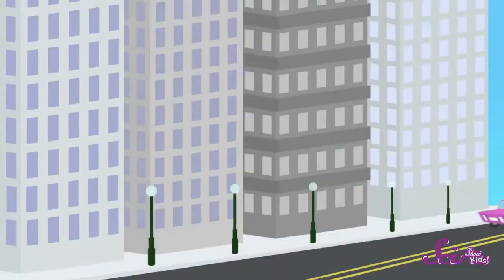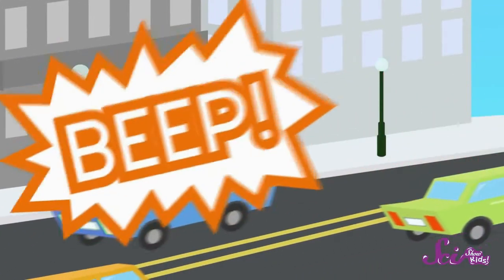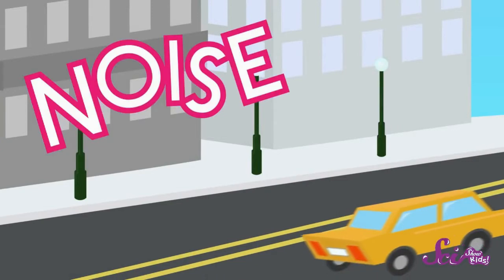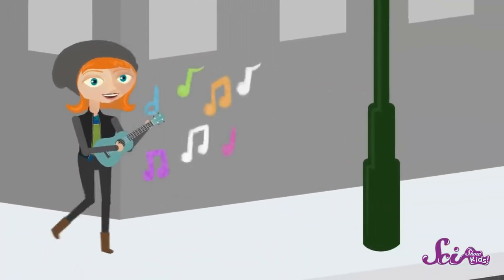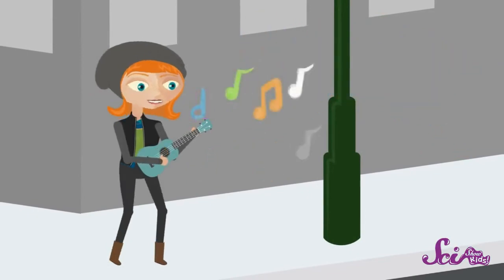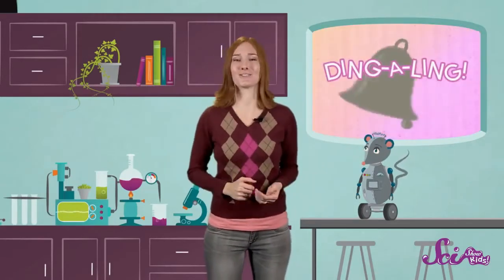Like if a sound is really loud and kind of unpleasant, like when there's a lot of traffic going by, we sometimes call it noise. And if a sound is made by an instrument like a piano or a ukulele, we call it a note. And we call lots of notes together music. And some words are kind of like the sounds themselves. Like when fireworks go boom, popcorn pops, and bells go ding-a-ling.